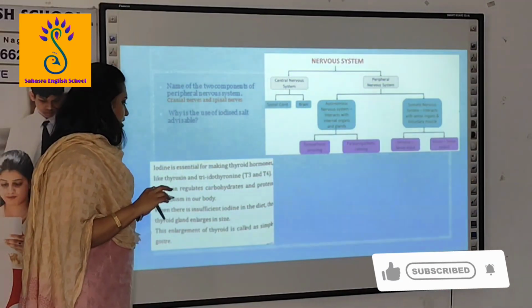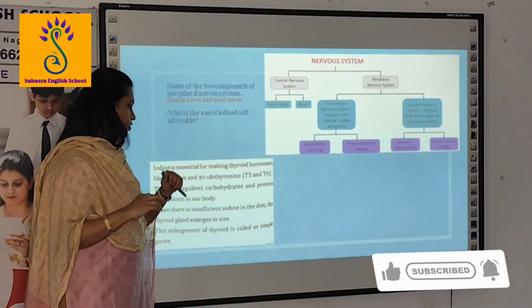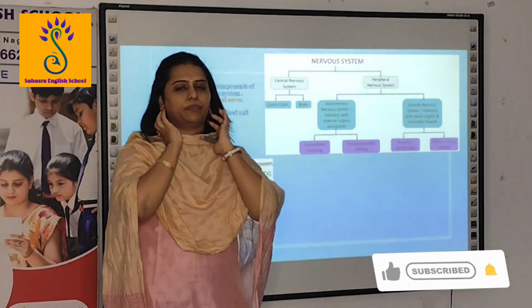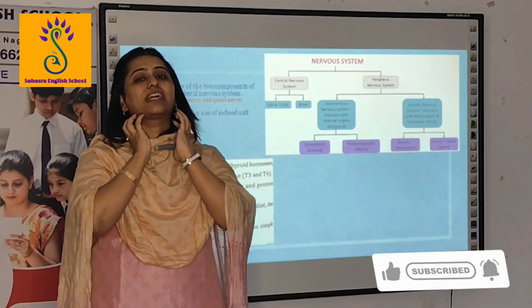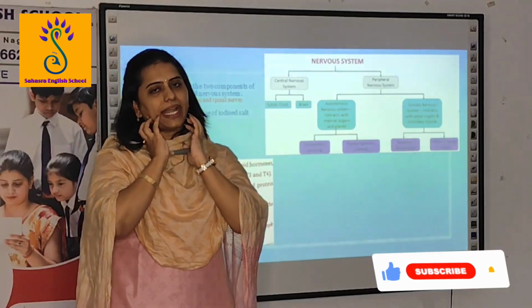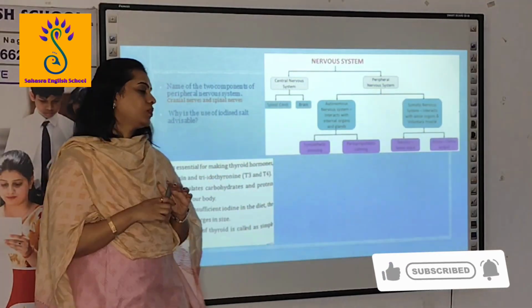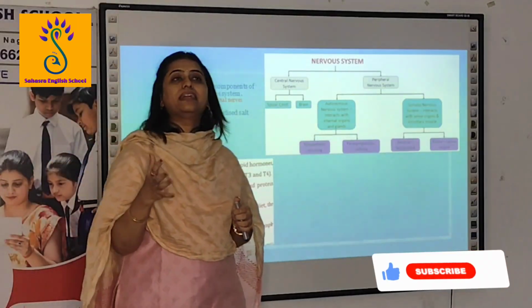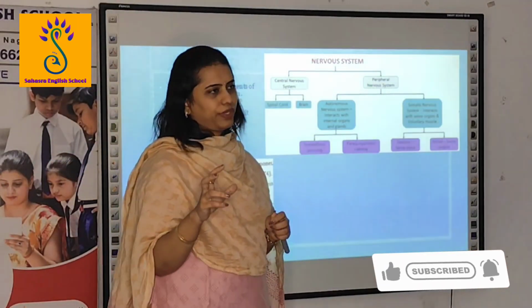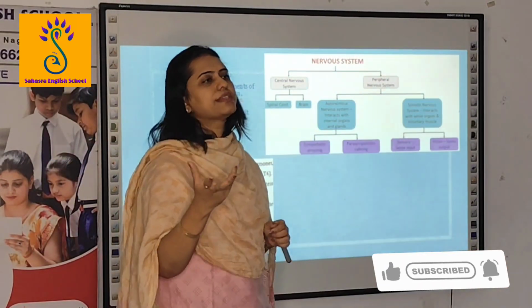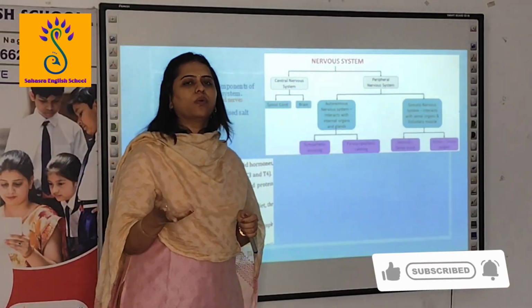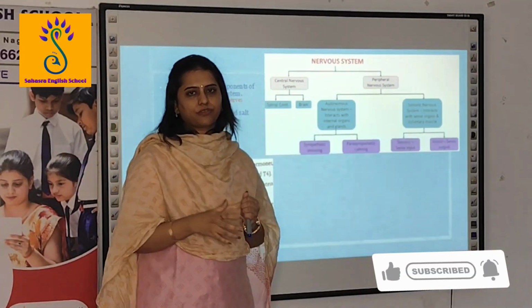When there is insufficient iodine, the thyroid gland enlarges in size and few people will have it like this. This is called goiter, G-O-I-T-R-E. You can find this in hilly regions where they don't get iodized salt. Now it is available in the market, so we don't see many cases of goiter now.